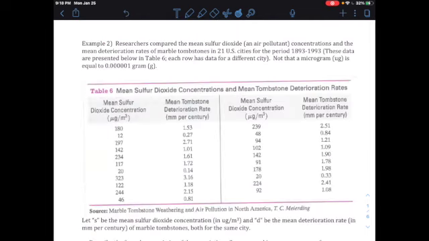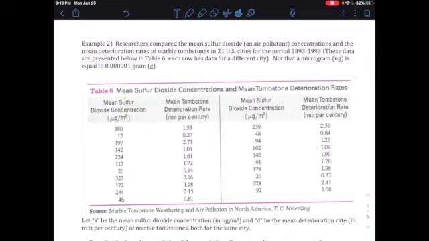Researchers compared the mean sulfur dioxide and air pollutant concentrations and the mean deterioration rates of marble tombstones in 21 U.S. cities for the period 1893 through 1993. These data are represented below in table 6. Each row has data for a different city.